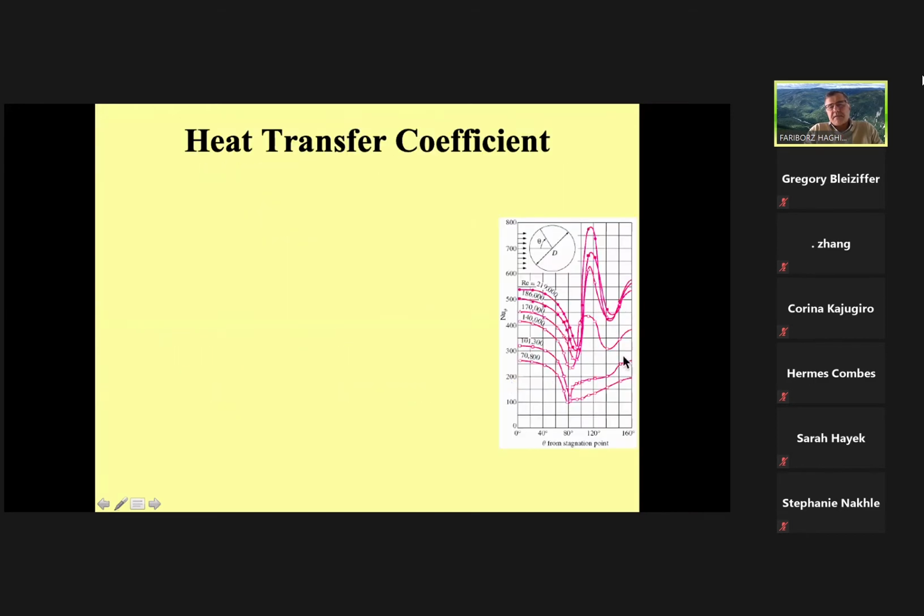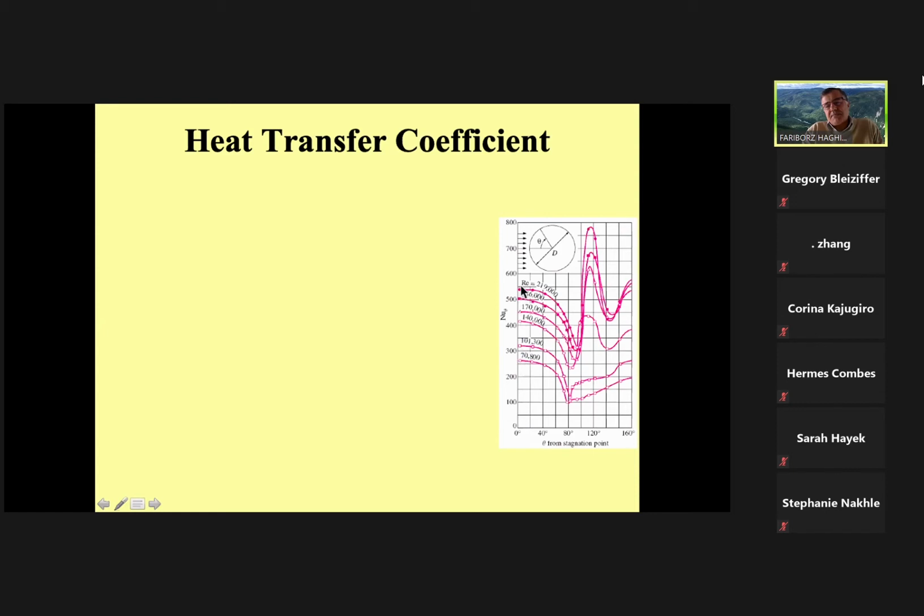If you look here, this is theta. Let me go back. The theta here is equal to 0, at the perpendicular. As we increase the theta value from 0 all the way to, let's say, 160, we can see the Nusselt number change. As the Nusselt number changes, it means the heat transfer coefficient will change.